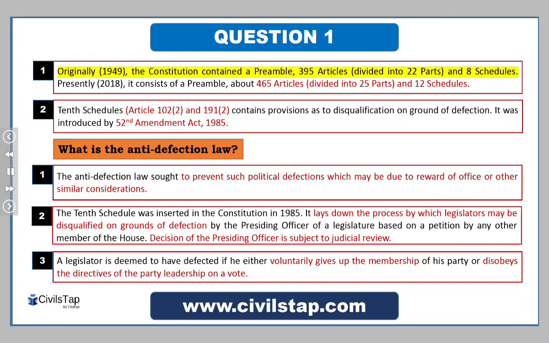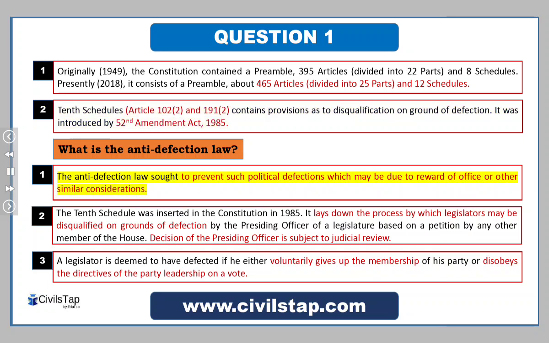Originally, in 1949, the Constitution contained a preamble, 395 articles, divided into 22 parts and 8 schedules. Presently, as of 2018, it consists of a preamble, about 465 articles, divided into 25 parts and 12 schedules. The 10th Schedule, with Articles 102 and 191(2), contains provisions as to disqualification on the ground of defection. It was introduced by the 52nd Amendment Act, 1985.